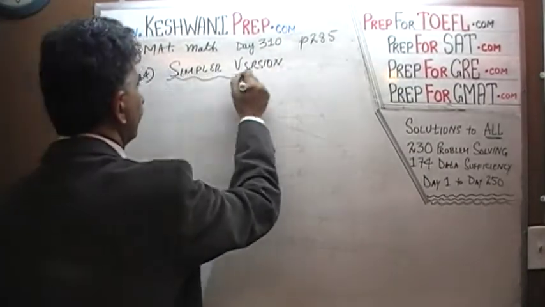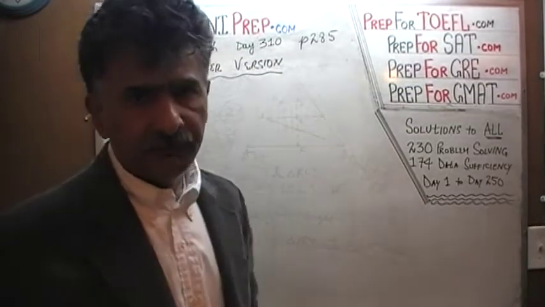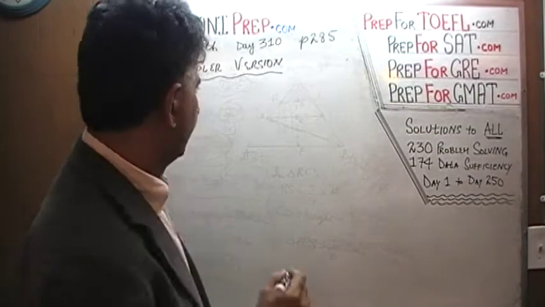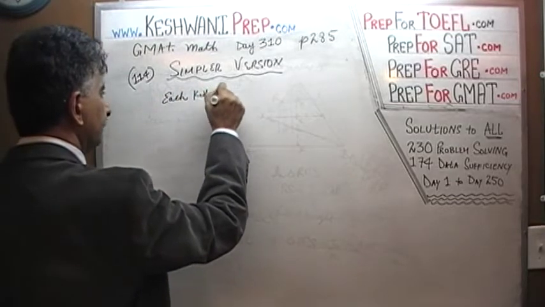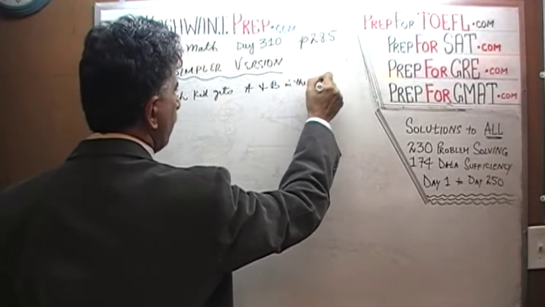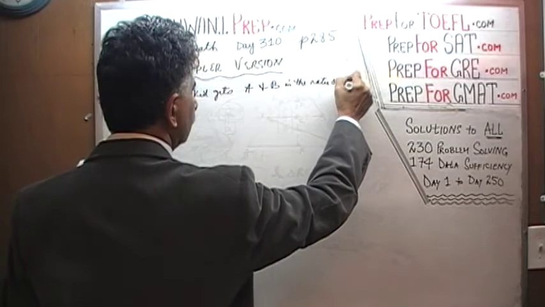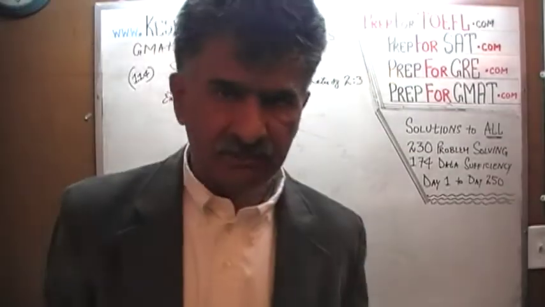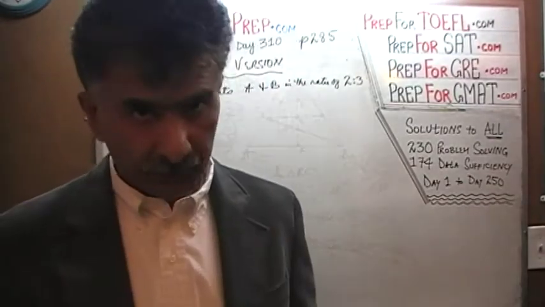So here's what's going on. I have some kids. Every morning I feed my kids for breakfast. I give them apples and bananas. Each child gets apples and bananas in the ratio of 2 to 3. Let's keep it simple. Every child gets apples and bananas in the ratio of 2 to 3. Are you with me?